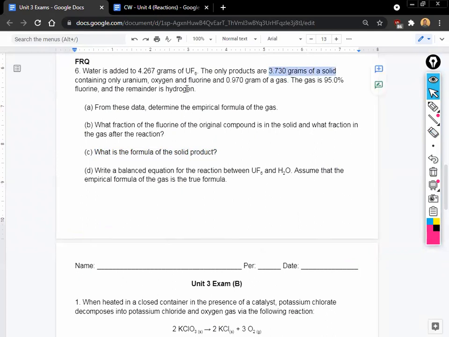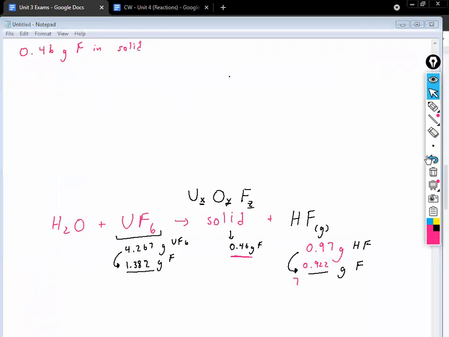So the entire mass of the solid is 3.73 grams. Let me pull up my little white screen again. What that means is this entire solid right here has a mass of 3.73 grams, and 0.46 of it is going to be fluorine. And so what we're going to be doing is comparing this mass of fluorine inside of there and the total mass of the solid in order to figure out what the formula is.